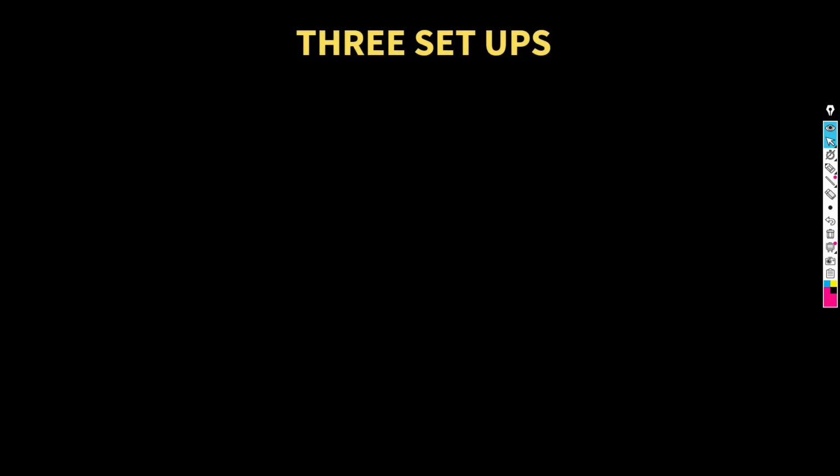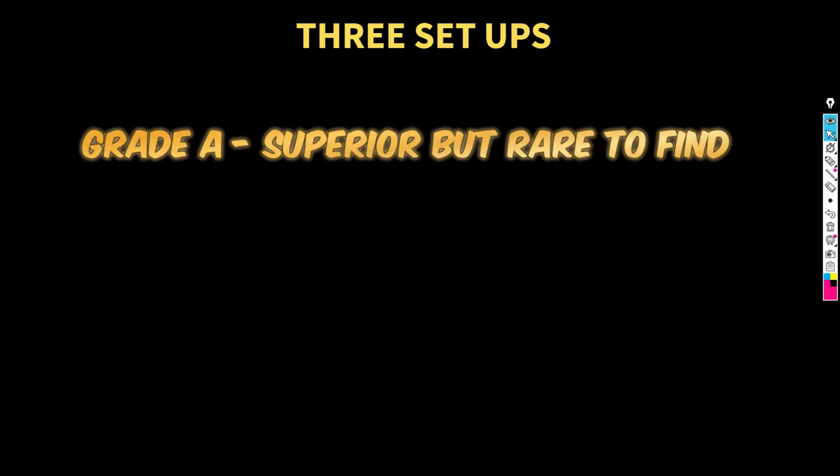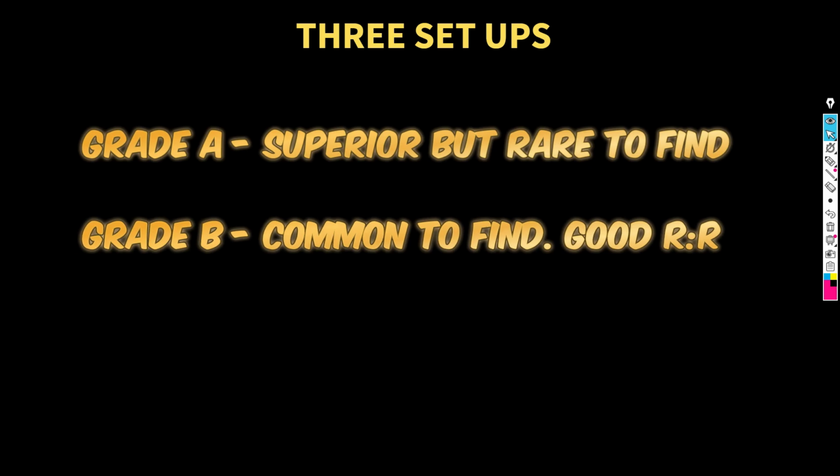These three setups are nothing but my grading from personal experience: grade A, B, and C. Grade A is the superior, the most favorable setup according to my experience, but it is very rare to find. You will find it only in the strongest of strongest stocks. Grade B is the second one, which is common and easy to spot in all market conditions. It gives a good risk to reward ratio, but the winning probability is a little less compared to grade A.